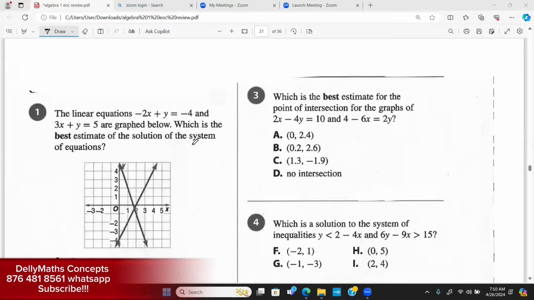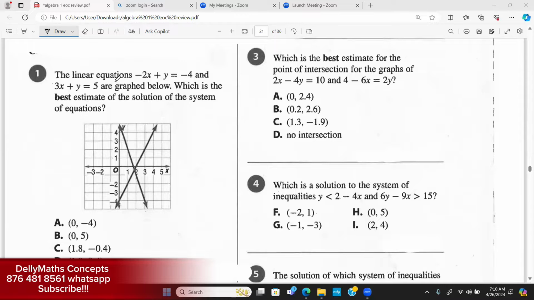All right, welcome back to DellyMaths Concepts. What we're looking at is tips for the EOC Algebra 1 exam. It says the linear equations negative 2x plus y equals negative 4 and 3x plus y equals 5 are graphed below. Which is the best estimate of the solution? Normally when we say best, we're not definitely going to get an exact answer, but let us look. I'm looking at A.